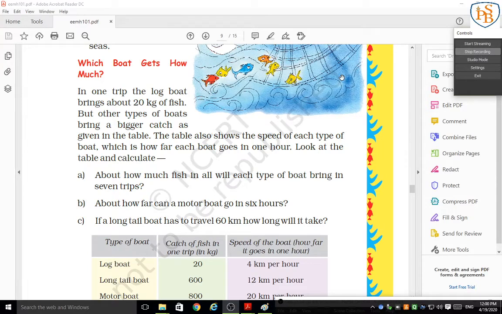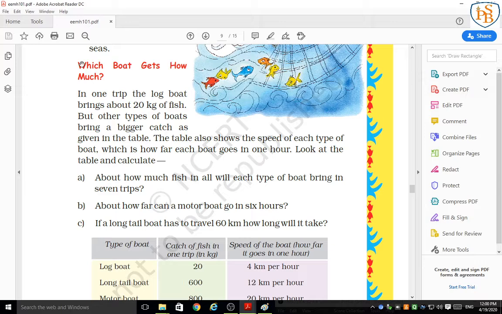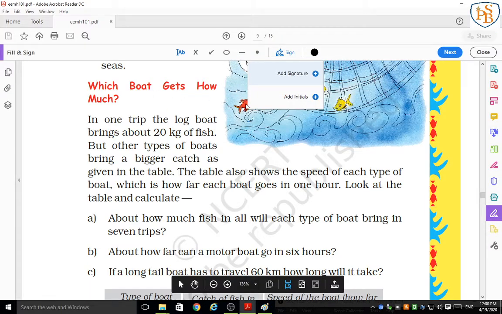Hello everyone, let's start our new session of mathematics class 5th, chapter number 1, the fish tail. As we learned yesterday, we learned about the catch and different types of boats. Do you remember, students? Okay, let's start our new session. Before starting, open your notebook and start.